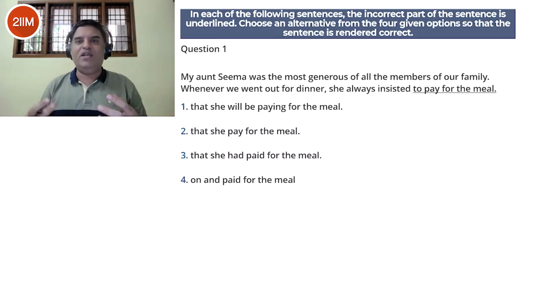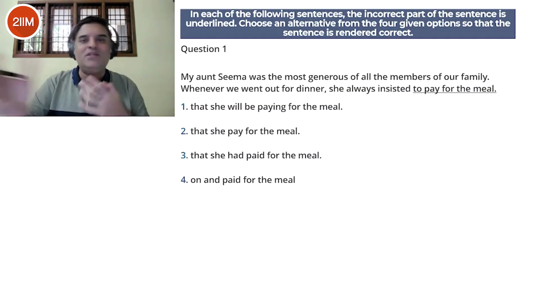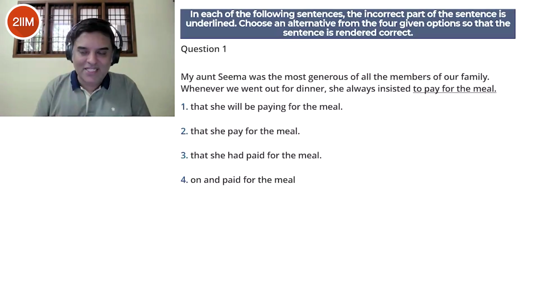Because when you're speaking, the objective is to make sure that the other person understands you, you understand the other person. So there's a lot of leeway that people take with spoken English. That's why this might seem correct to you, but a quick scan of the options will tell you it's not correct. Otherwise, they would have given you "to pay for the meal", but it's not there. That means there's definitely a mistake there.